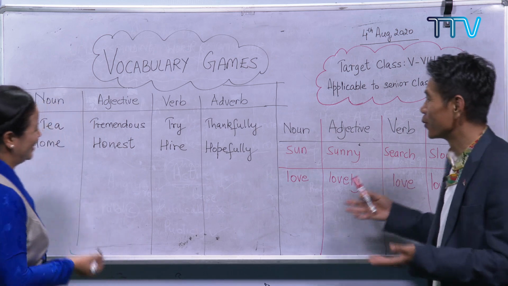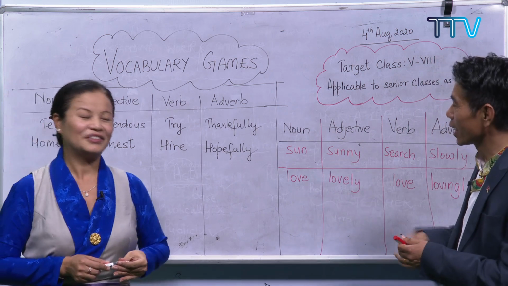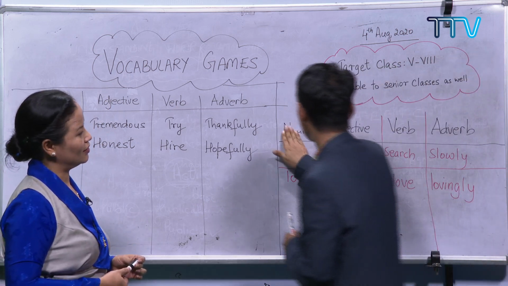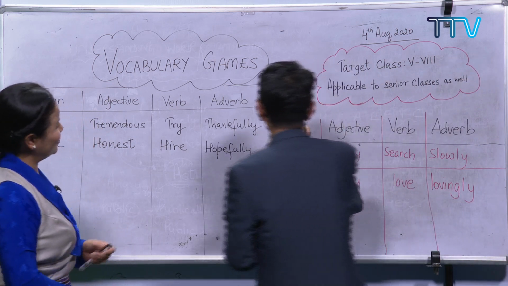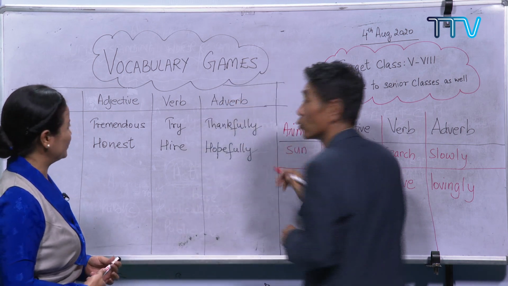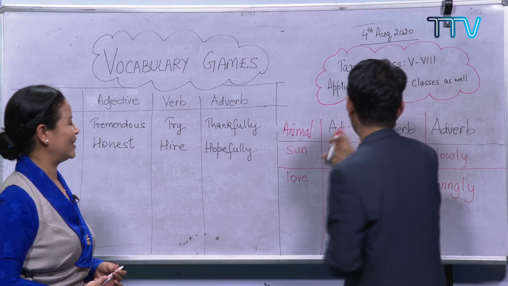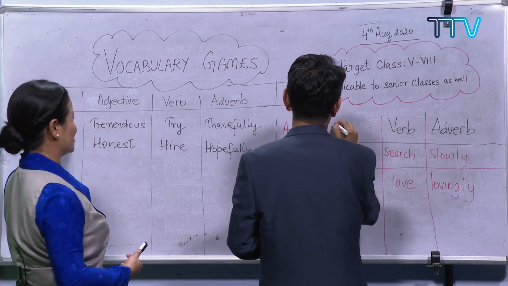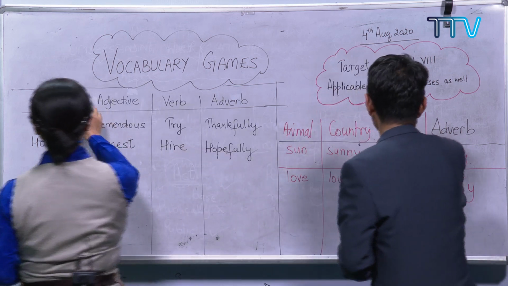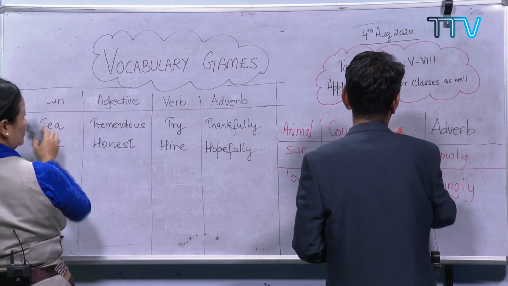So this is one game. Next time, instead of a noun, sometimes we can write the name of an animal. This is what I do with my girls, my family. Then you can write one country name or one place.